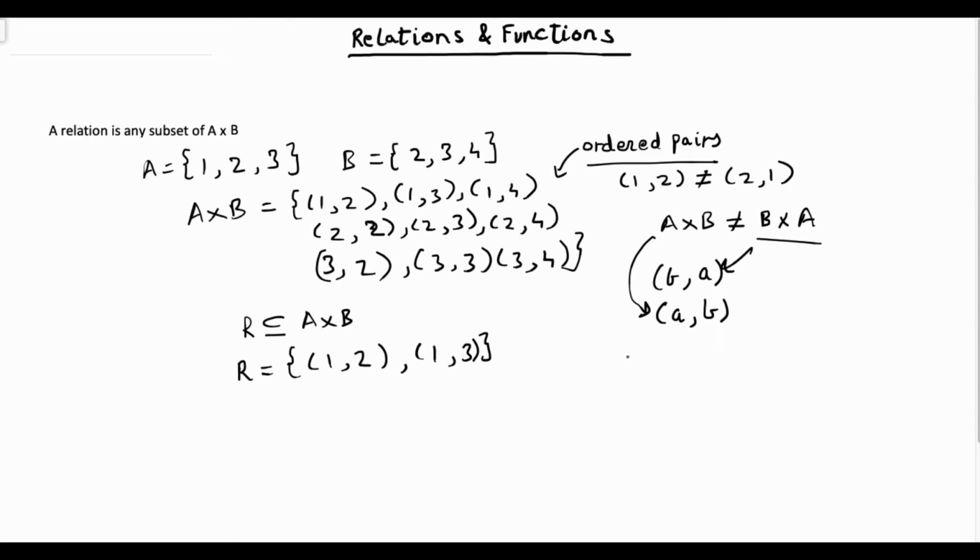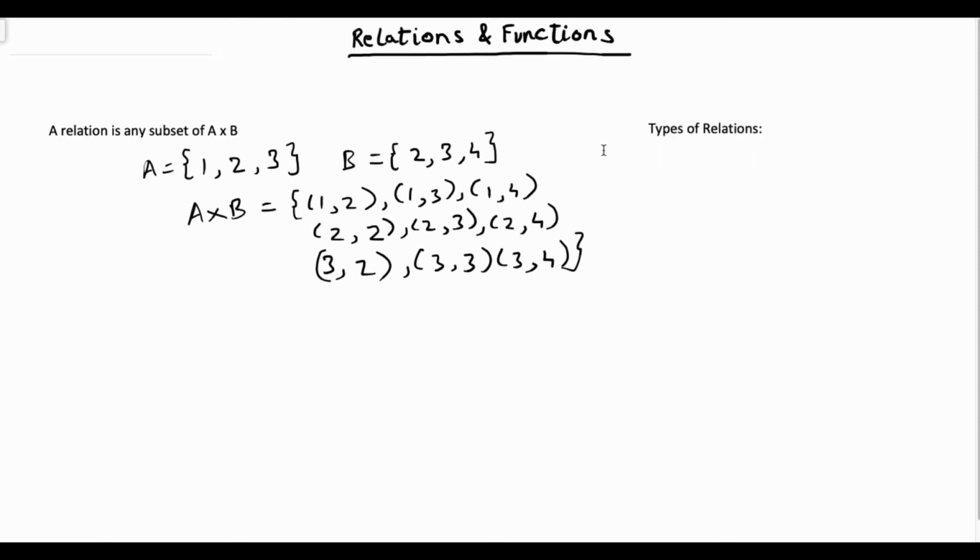Now we will talk about the different types of relations. First, the empty relation. An empty set phi is a subset of any set. So phi is also a subset of this Cartesian product. This is a trivial case. Another trivial case is the universal relation. In the universal relation, the set itself, A cross B, is also a subset of A cross B. It contains all the elements that belong to itself.